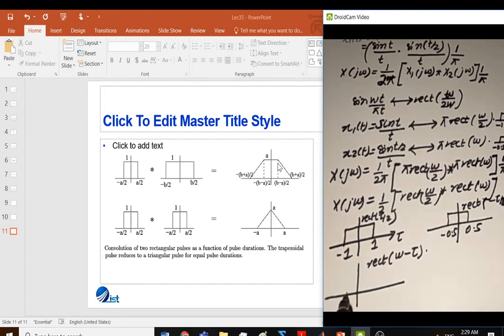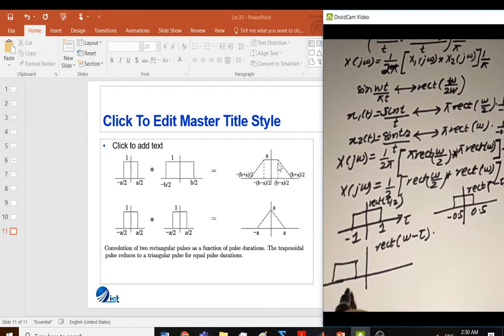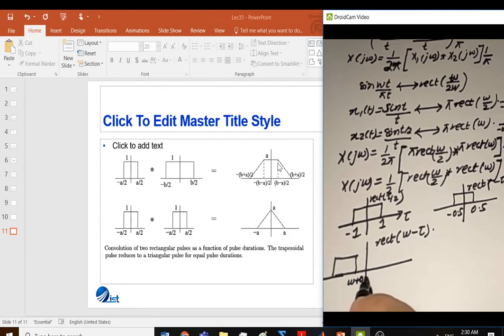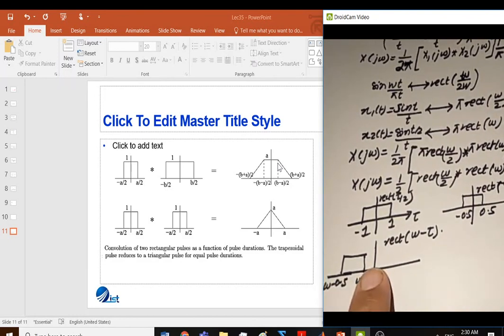So this edge becomes omega plus 0.5, since this is plus 0.5 here, and this is omega minus 0.5. Now when we are convolving these two functions, we know that there will be a start of convolution, and after the start of convolution we will be having a partial overlap. The partial overlap will continue. So when does the partial overlap start?